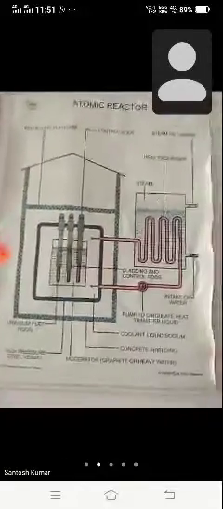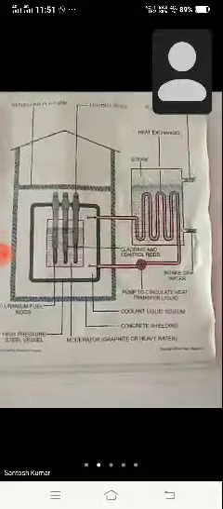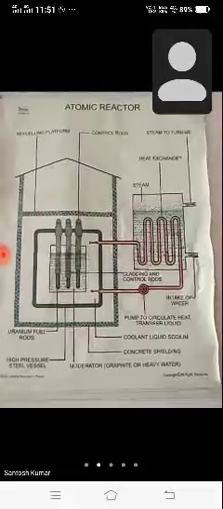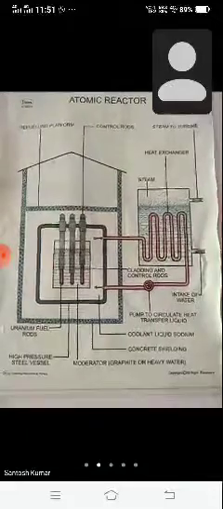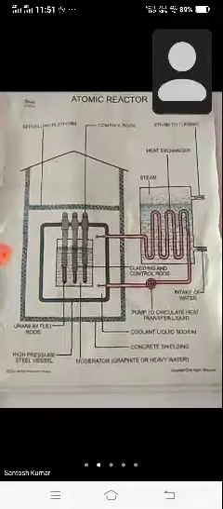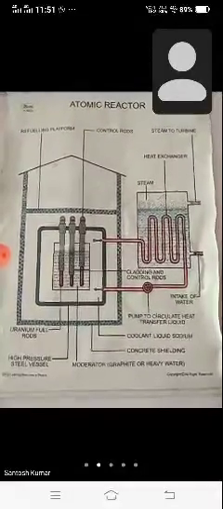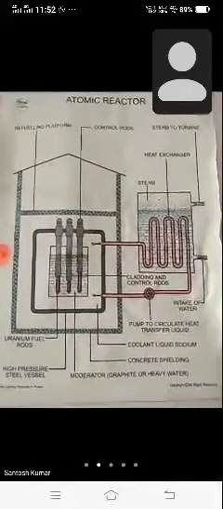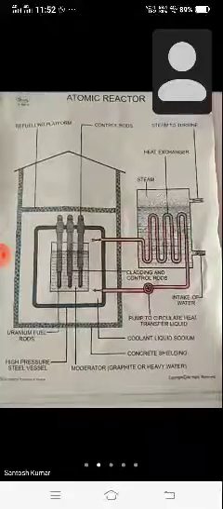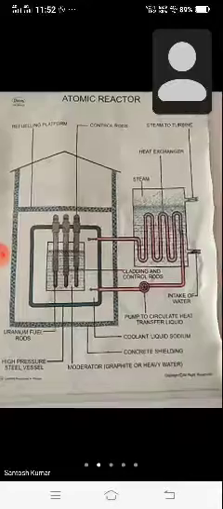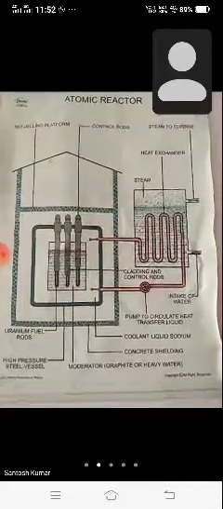steam turbine. And you have seen in the case of thermal and geothermal, in both types of energy, how these steams can rotate the wheels or blades of the turbine of a generator. When the turbine rotates the generator, it will produce electricity. So this is the systematic diagram for the production of nuclear energy in an atomic reactor.